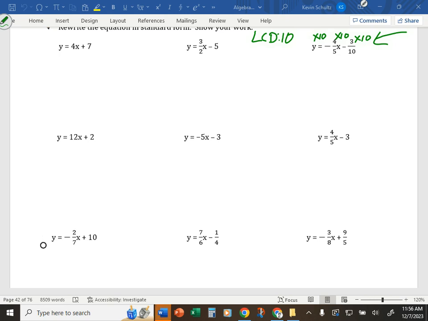The very last one. 8 and 5, 2 fractions, multiplied by the LCD, the least common multiple. What do you think? 40. 40, right? If you start counting by 8s, count by 5s, 40 is the first number that shows up in both lists. So in this case, you're multiplying everything by 40.